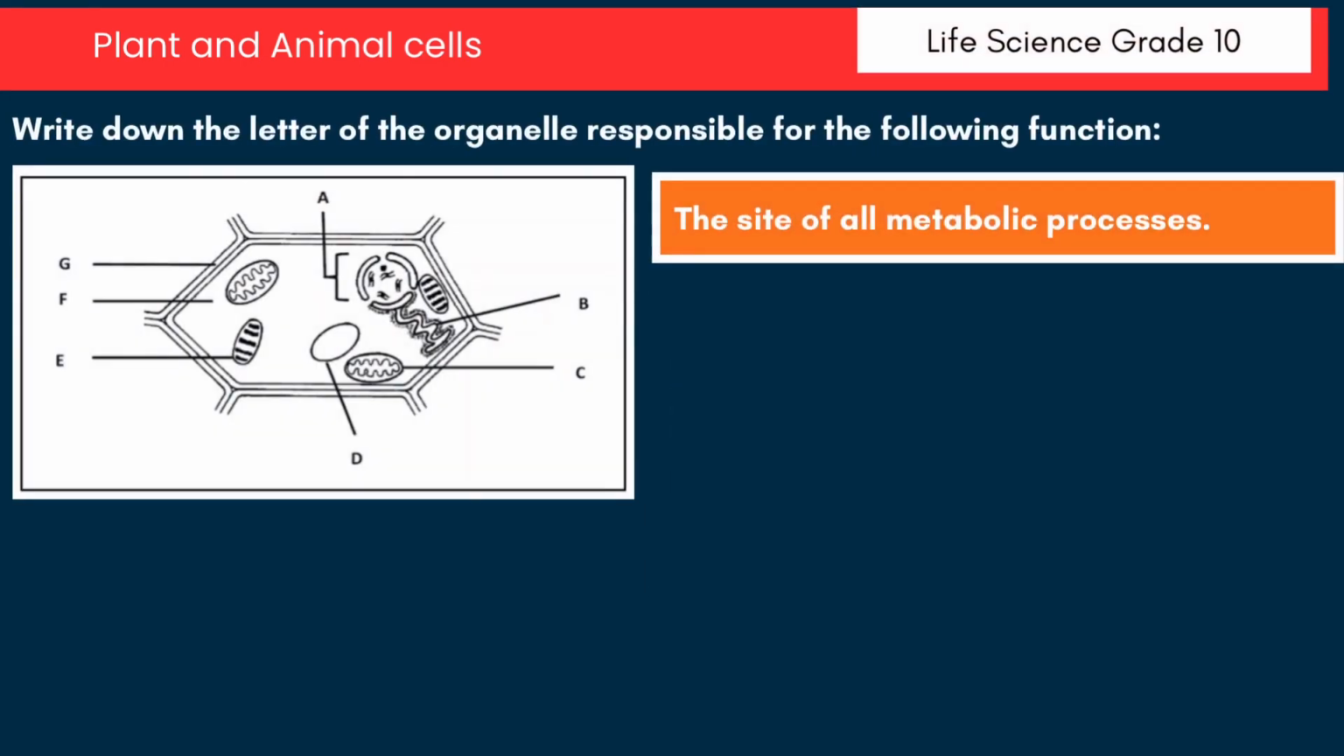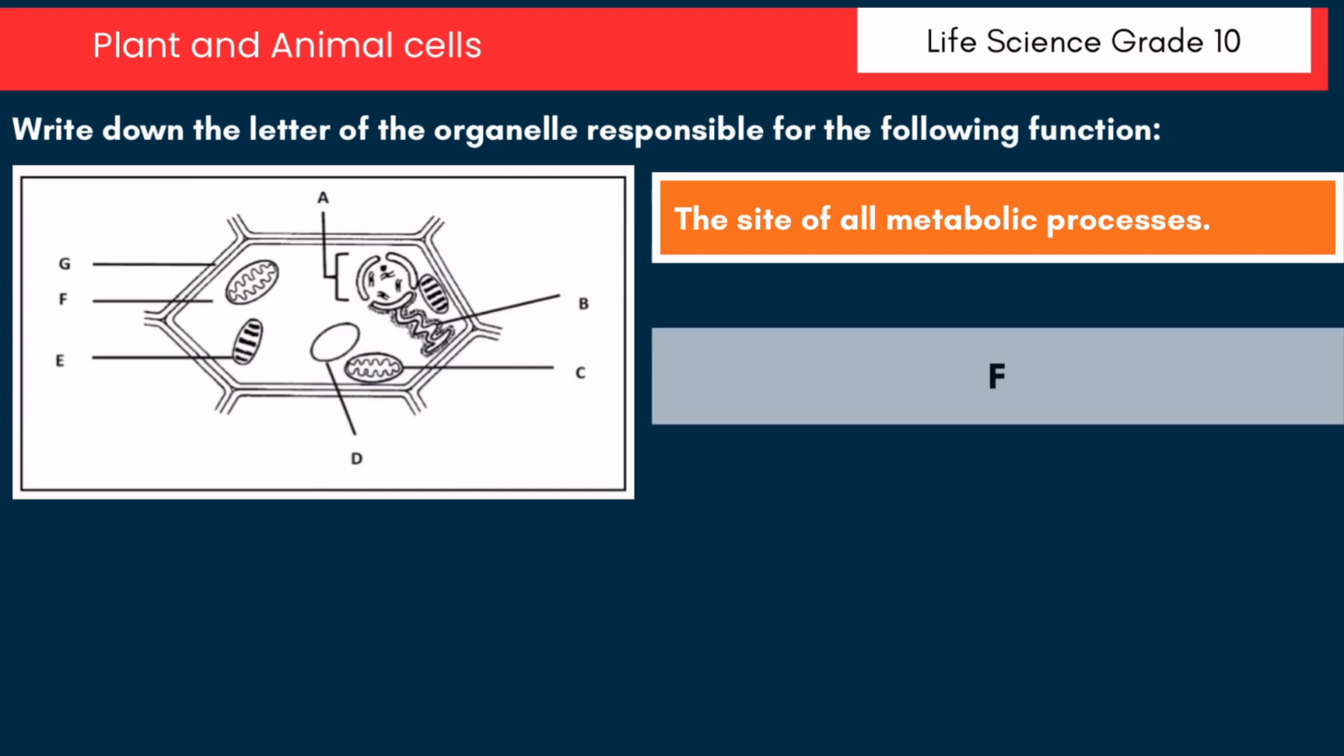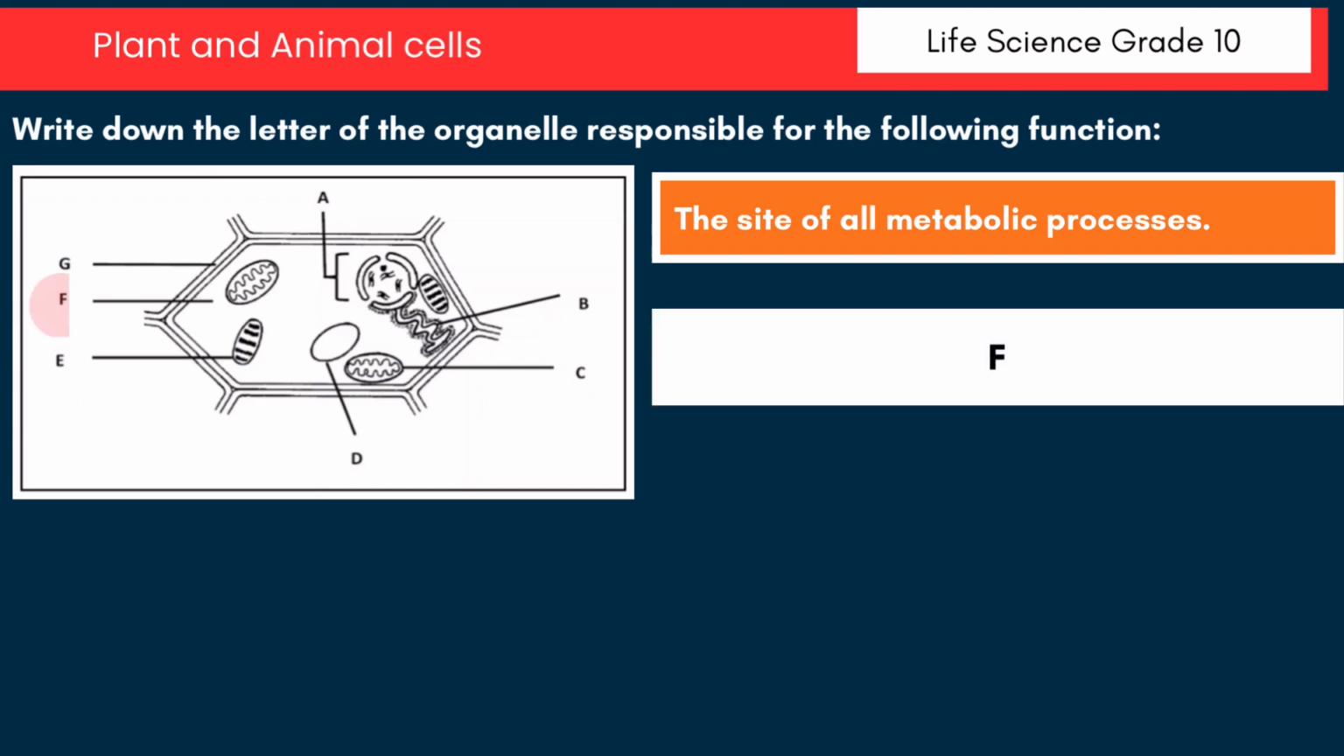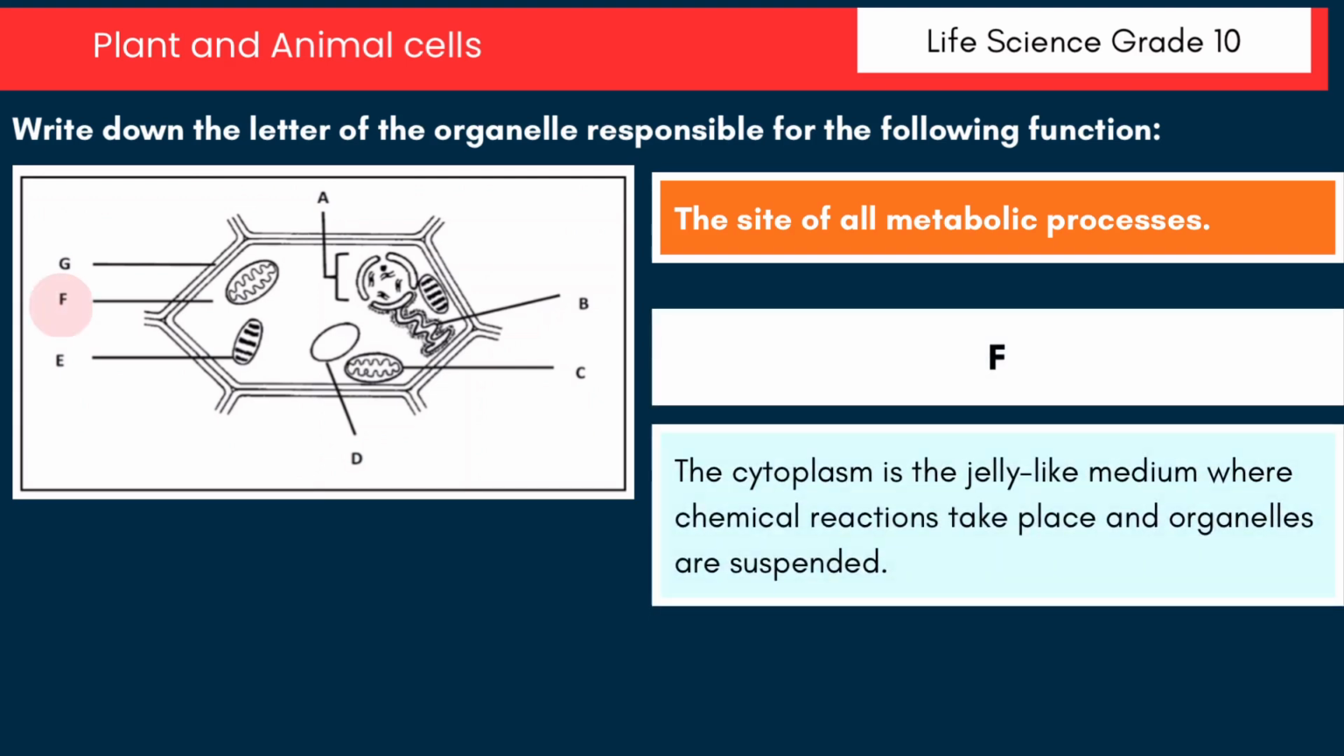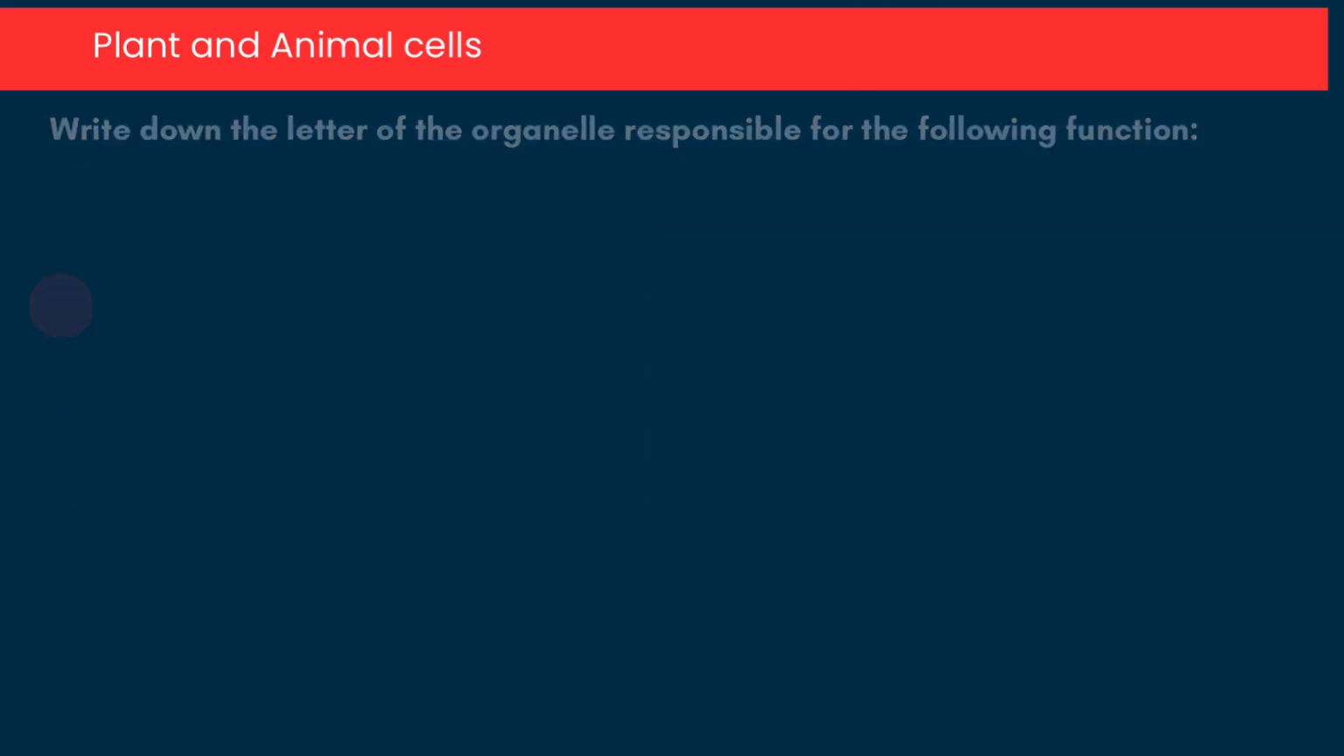B. The site of all metabolic processes. Correct answer is F. The cytoplasm. The cytoplasm is the jelly-like medium where chemical reactions take place and organelles are suspended.